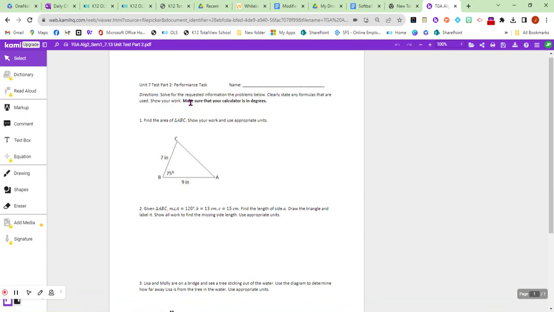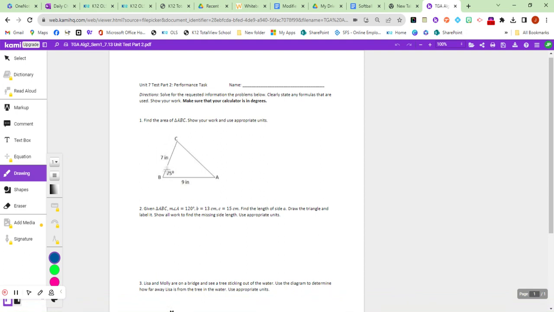It says, solve for the requested information. The problems below clearly state any formulas that are used. Show your work. Make sure that your calculator is in degrees. So number one says find the area.